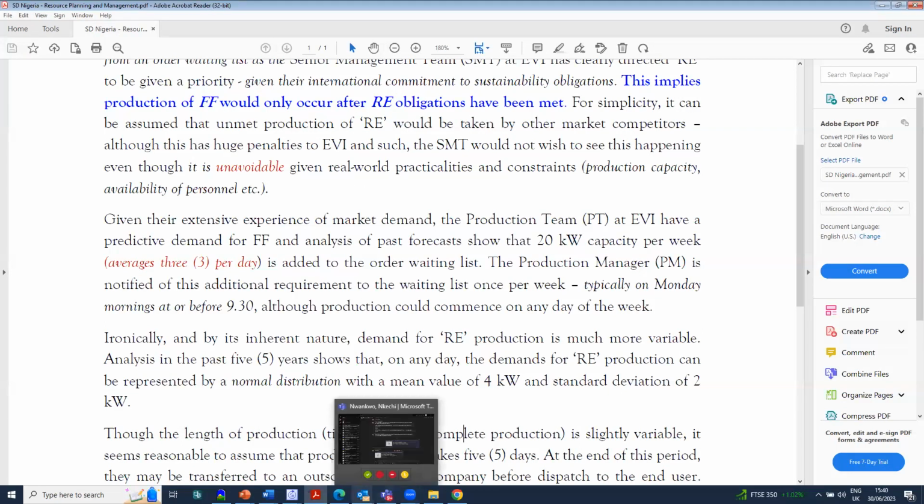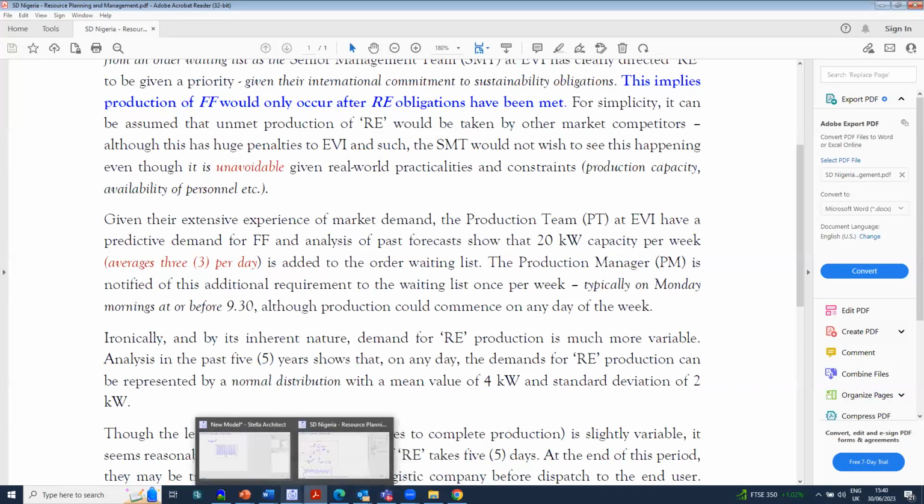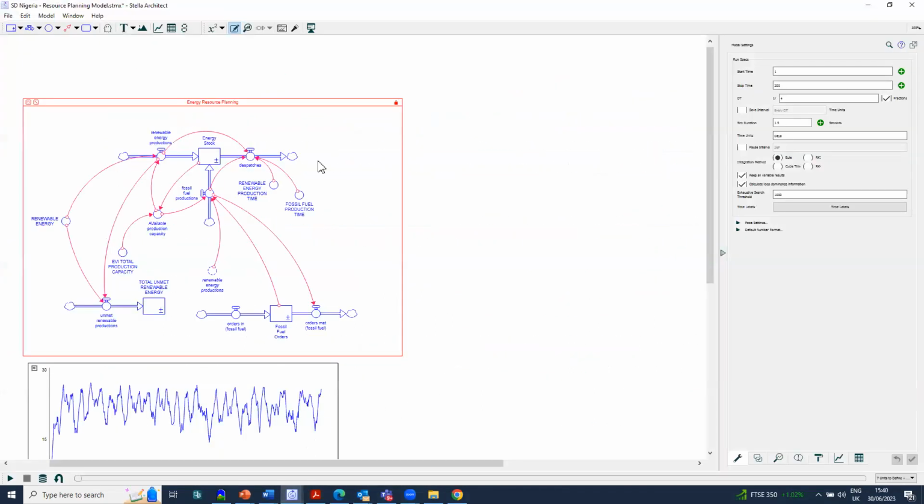So if you go back into the model and see exactly what we have here, we're going to start running the model in the next 5 minutes. But I just want us to be comfortable that the causal loop diagram is a direct replica of the stock and flow diagram.